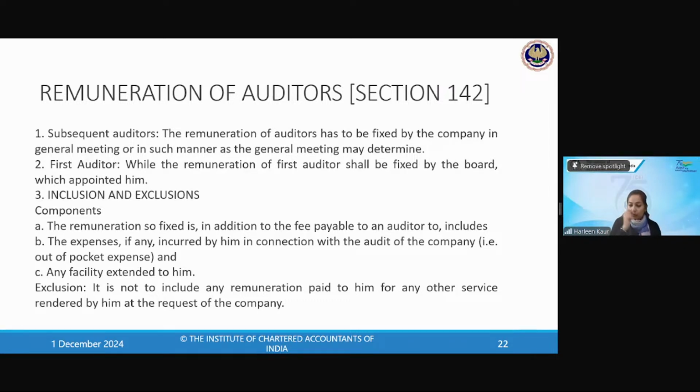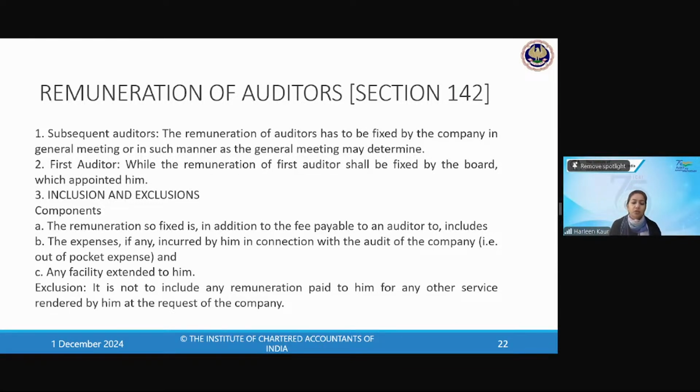So you can write down in your notes, for the first auditors, the board of directors will decide the remuneration. MCQ can come. For the subsequent auditors, shareholders will decide the remuneration in the general meeting. And what all is included and excluded?